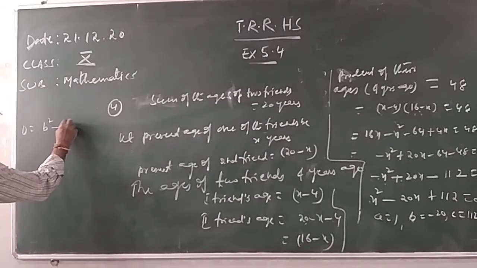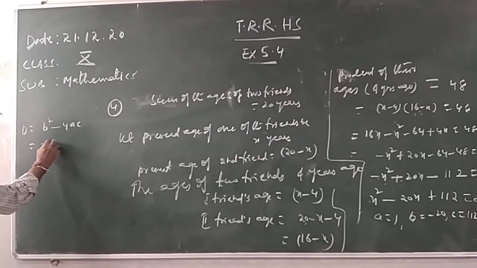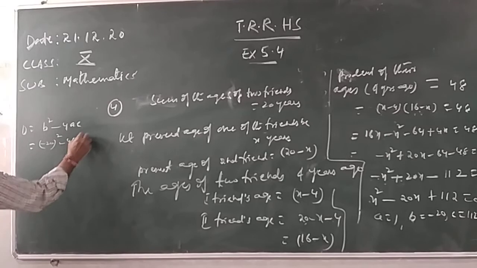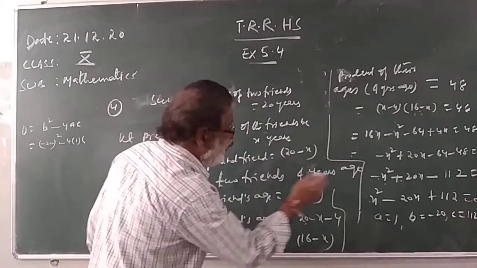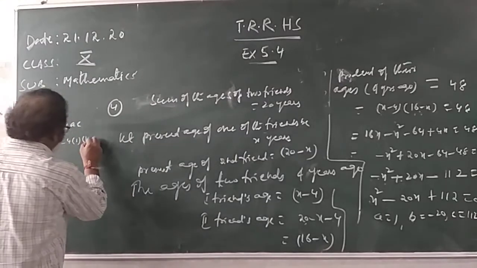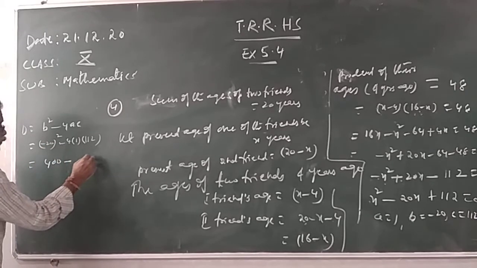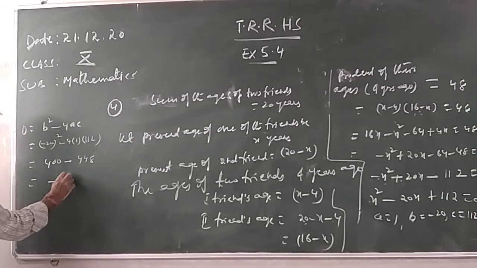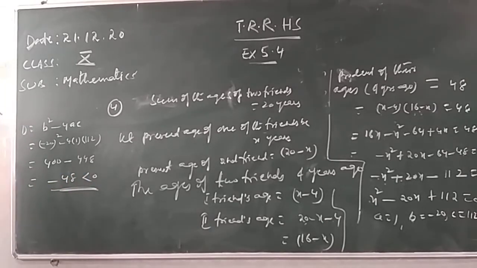B square minus 4AC. What is the B value? Minus 20. Square minus 4AC. A is 1. C is 112. Minus 20 square is plus 400. So 4 times 112 is 448, and 400 minus 448 gives minus 48, which is less than 0. D is less than 0.